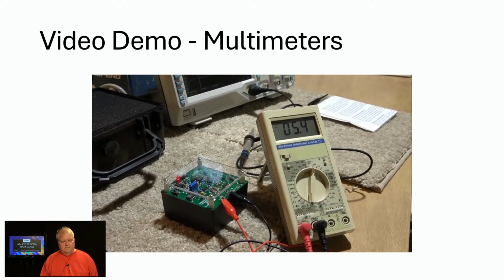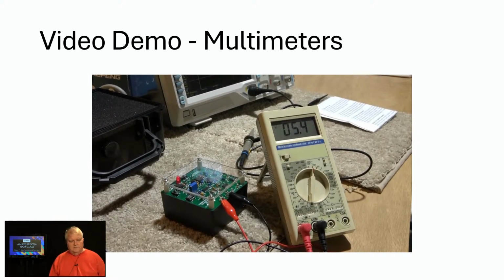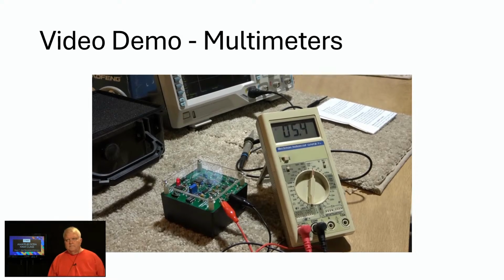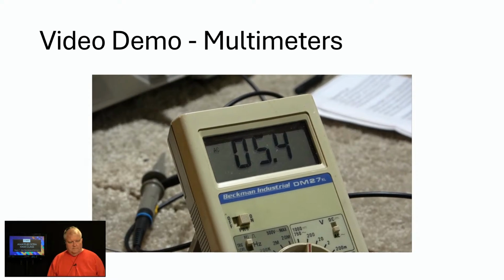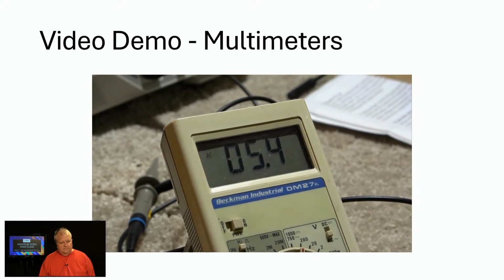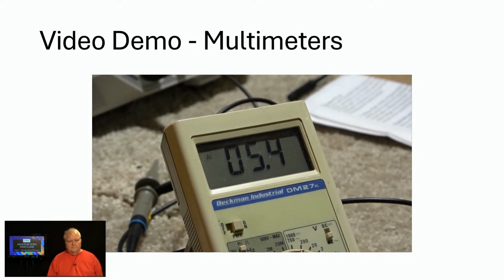So now I've turned the lights on so you can see the meters a little better. This is my Beckman digital voltmeter from about the 1990s. And on the AC scale, you can see it's reading 5.4 volts AC.